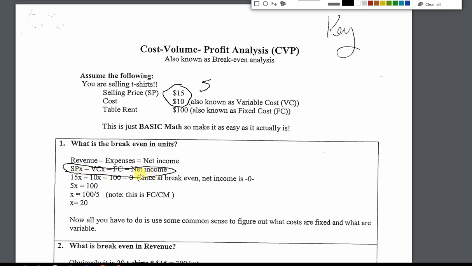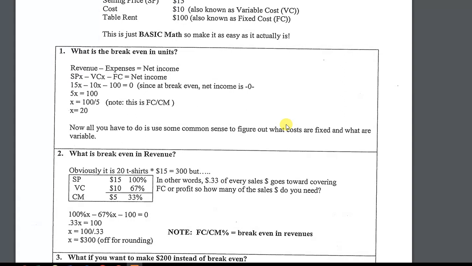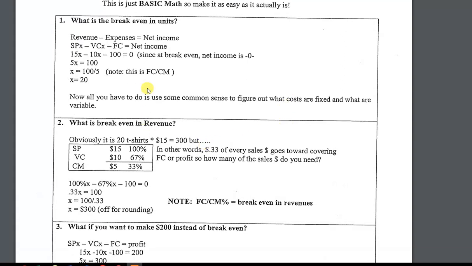You can solve for X, you can solve for net income, you can solve for selling price, etc. This is another one: break even equals fixed cost divided by contribution margin. I want you to write this, contribution margin per unit, in back of it, because my contribution margin is $5 per unit. That'll become important in just a second. What is break even in revenues? Well, break even in revenues is simply 20 times 15. So here's my check figure: 20 times 15 equals 300.